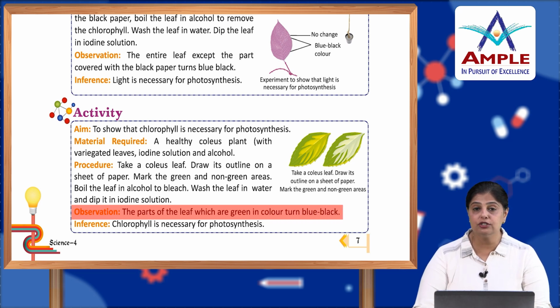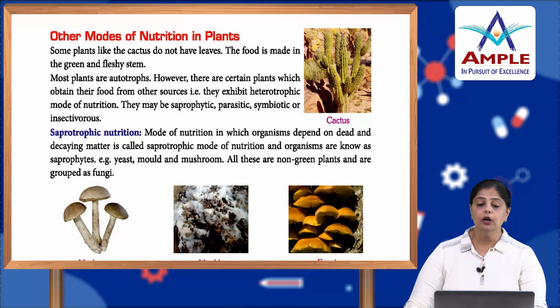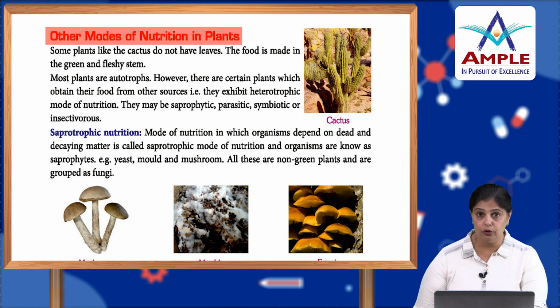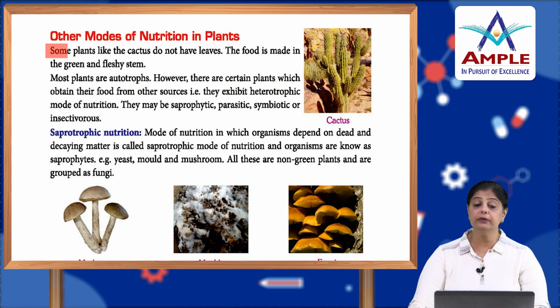So, this shows that chlorophyll is necessary for photosynthesis. Now, what are the other modes of nutrition in plants? Apart from the procedure of photosynthesis, there are other ways also, because not everywhere do they get the required minerals or the nutrients for growth. So, other modes of nutrition in plants are seen in some plants like the cactus.